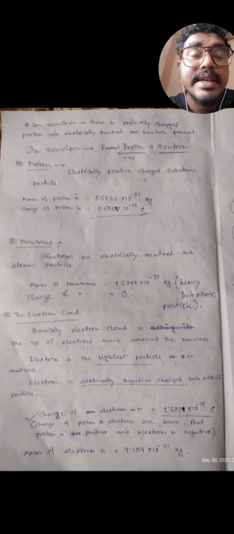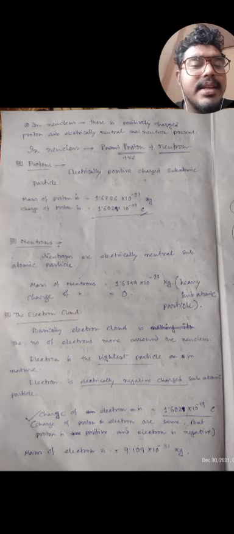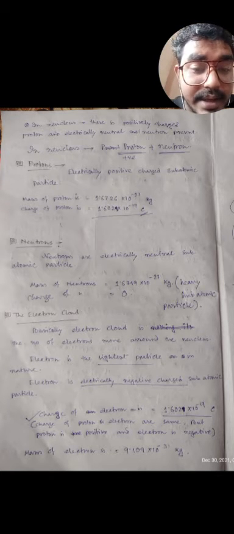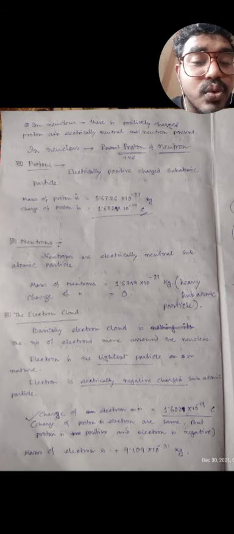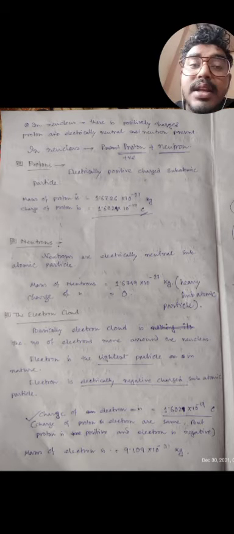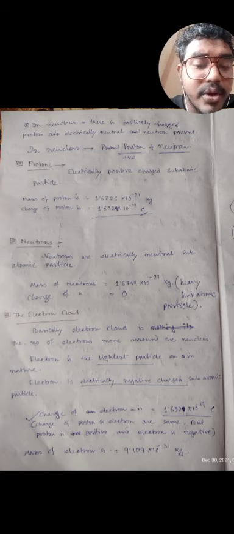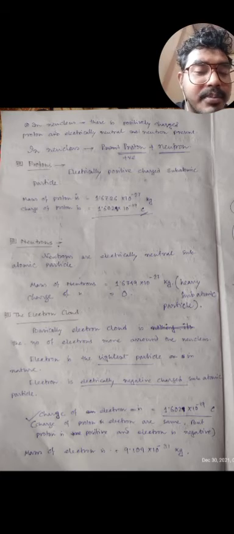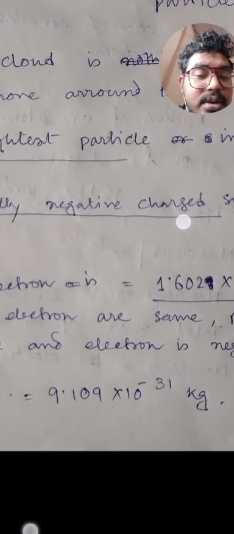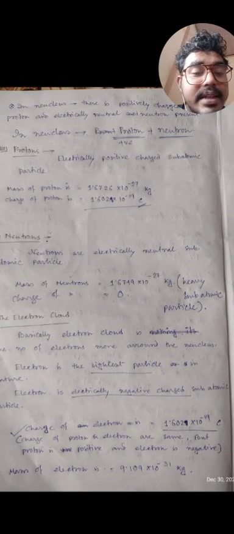Now we move to the electron cloud, the outer portion of an atom. Basically, the electron cloud is the number of electrons which move around the nucleus. The electron is the lightest particle in nature. What is its mass? The mass of an electron is 9.109 into 10 to the power minus 31 kg, which is the lightest particle in nature.